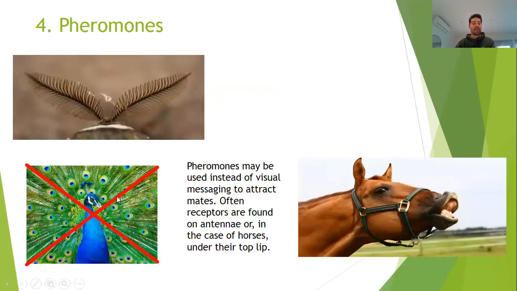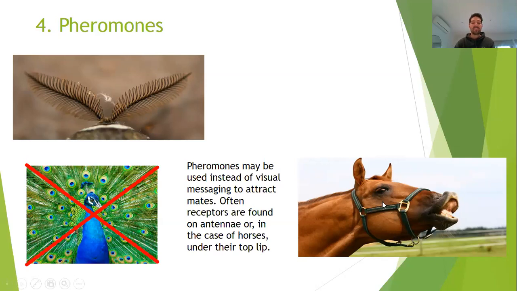It's unlike a peacock. A peacock would use a physical visual message by displaying its feathers, whereas here we've got a picture of a moth. It's going to send out a pheromone and it's going to be received by the receptors on its antennae. So under a microscope, these antennae are covered in hundreds and hundreds of little receptors that receive those pheromone messages.